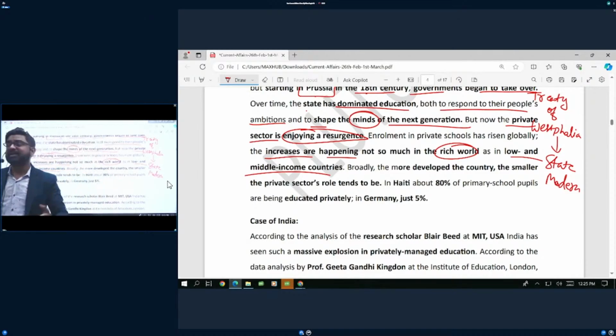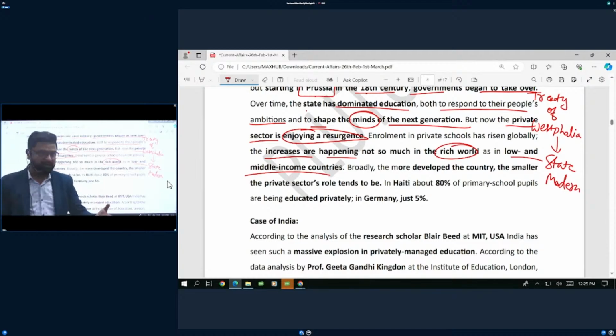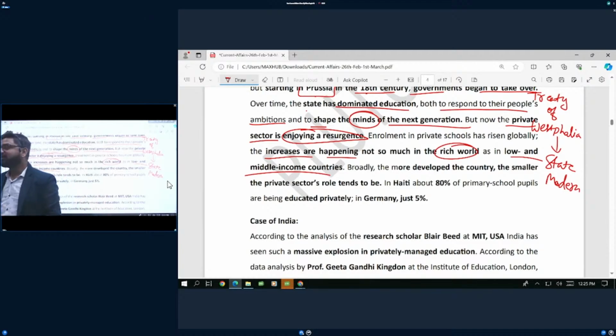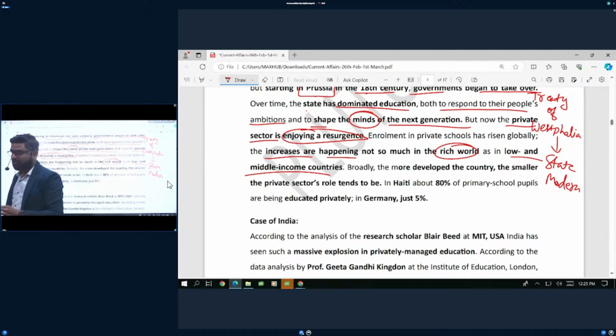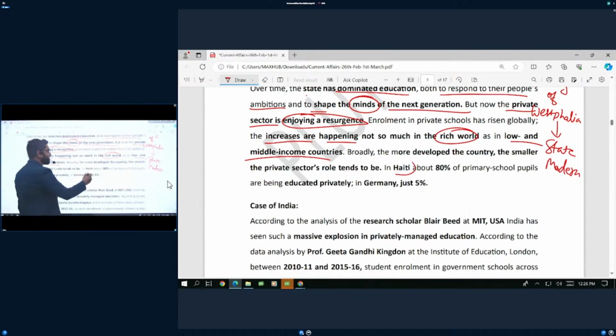Why would parents in that country prefer private schooling? That's why private schools are increasing in developing countries and LDCs, because here the government is weak. It does not have sufficient money for good government schools, so parents who want to secure a good future for their kids prefer private ones. As the example I wrote here: Haiti, a least developed country, has 80% of school students in private schools, whereas in Germany it is only 5%. Why is it so? Because Germany is a rich country, it can afford a good schooling system, so there is no need.